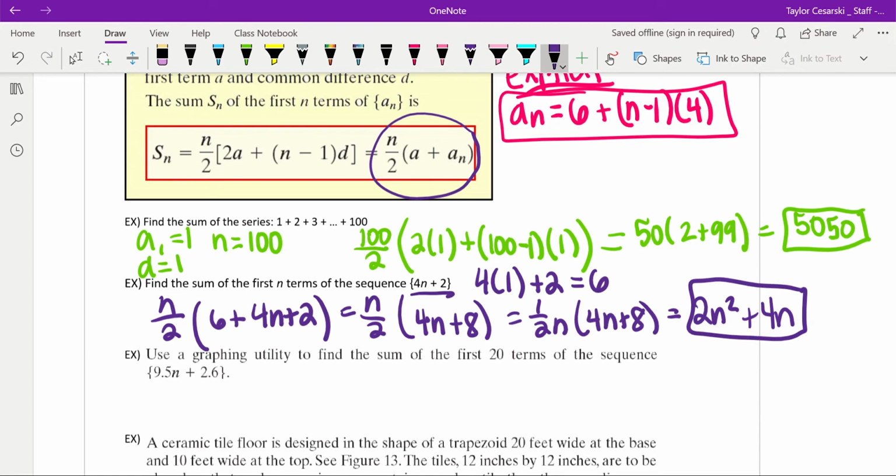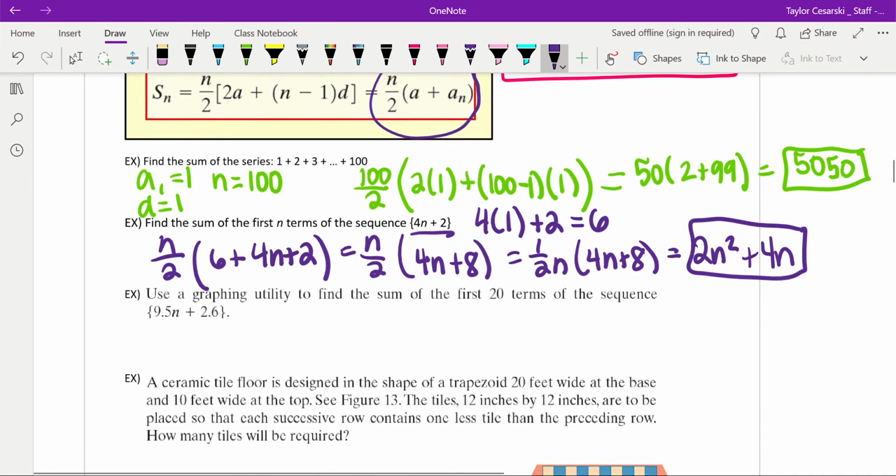Now that might not look that simple, but let's say it asked you to find the sum of the first 50 terms. Well, you could just plug 50 in for both n's in 2n squared plus 4n, and you could find the sum of anything. So now you have a formula for the sum, and you could use that formula to find the sum of any number of terms.